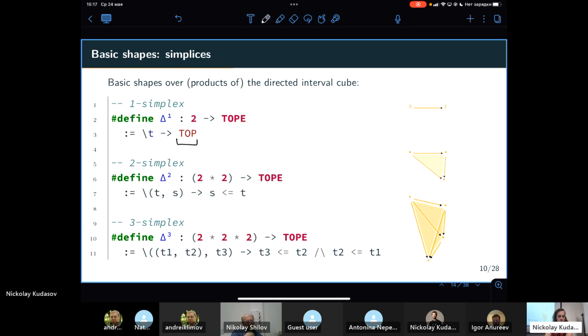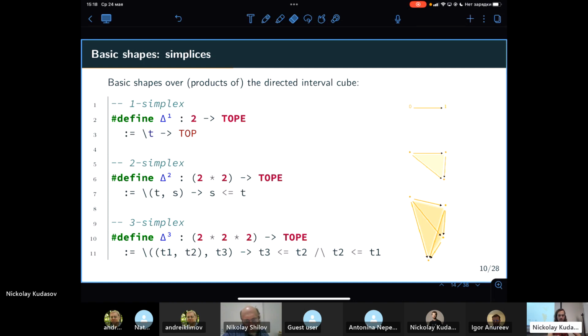And then what we say is we will take everything. So top here says that regardless of what point in the space we look at, we just say that it suffices, it works for us. So yeah, and this corresponds to this picture here on the right, which is a little bit small. Apologies for that, but basically the entire one-dimensional directed interval space.